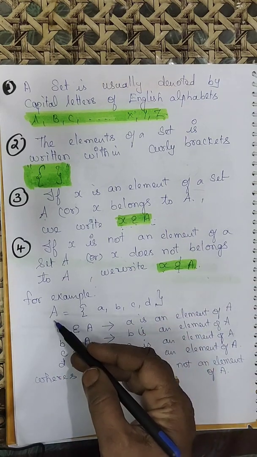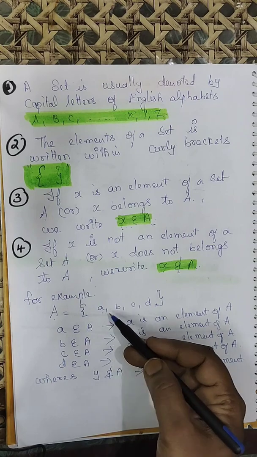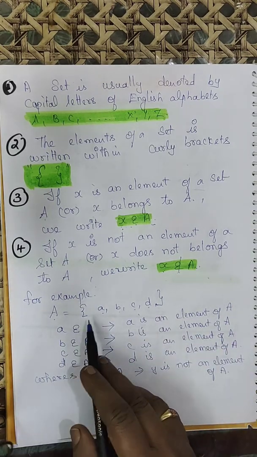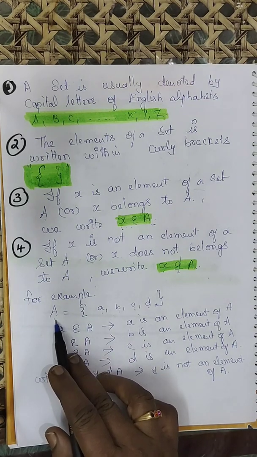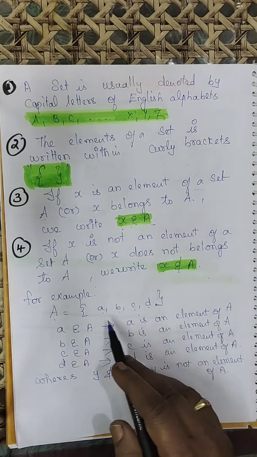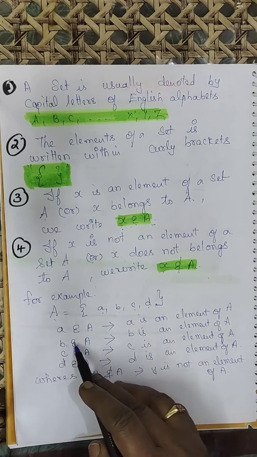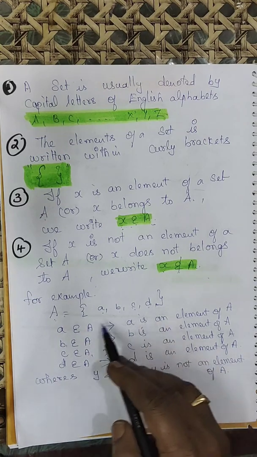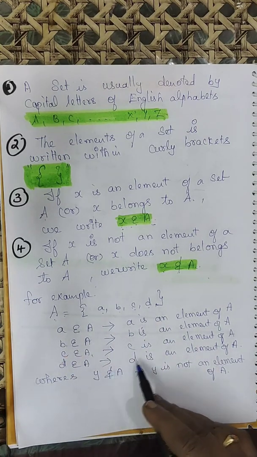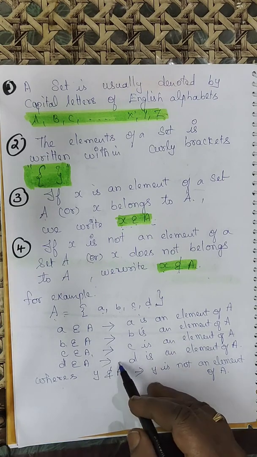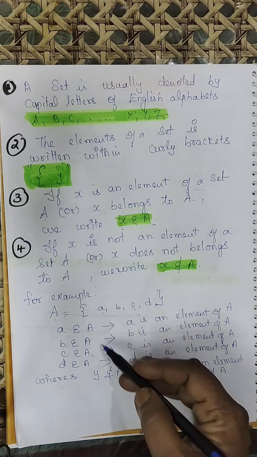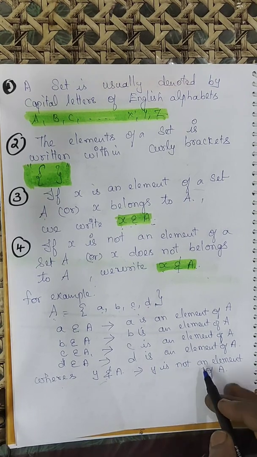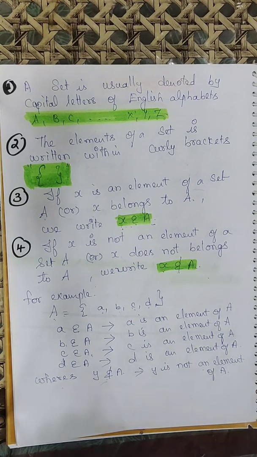For example, if set A contains the elements A, B, C, D. Here A belongs to A, isn't it? So A is an element of A. B is an element of A means B belongs to A. C is an element of A means C belongs to A. D is an element of A means D belongs to A. Does Y belong to A? No. Y does not belong to A. Why? Y is not an element of A.